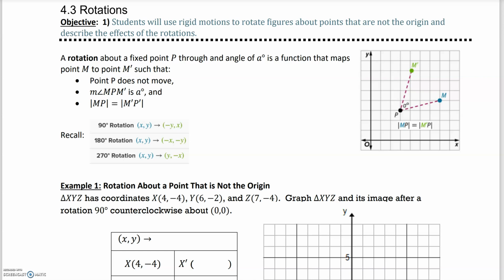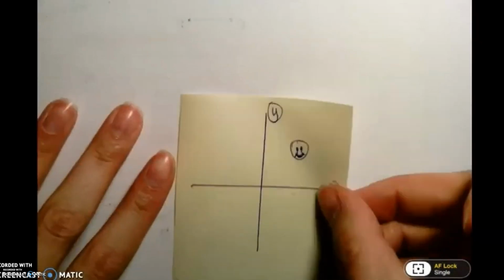This is lesson 4.3 over rotations, and we have 3 different rotations that we're going to look at: 90 degrees, 180 degrees, and 270 degrees. And I wanted to show you a little trick on how we can come up with our rules if they're not given to us. So, our trick of the way to remember it.